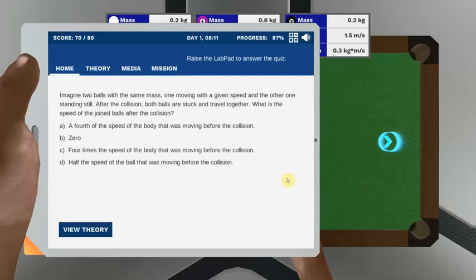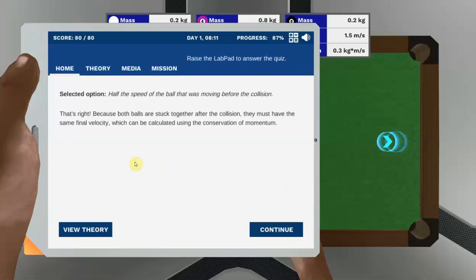Imagine 2 balls with the same mass, one moving with a given speed and the other one standing still. After the collision, both balls are stuck and travel together. What is the speed of the joined balls after the collision? That's right. Because both balls are stuck together after the collision, they must have the same final velocity, which can be calculated using the conservation of momentum.